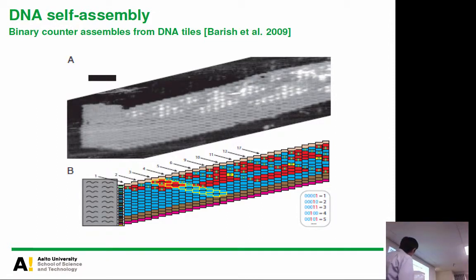What's going on here should be clear to the computer scientists. It's a binary counter. Starting from these gray things, which I'll explain later, if we design the tiles properly, then what we get is that they start counting: 1, 2, 3, 4, 5, and so on. And according to this AFM image, it's actually working even in vitro. So it's not just theory, but we can make such DNA tiles which count numbers.